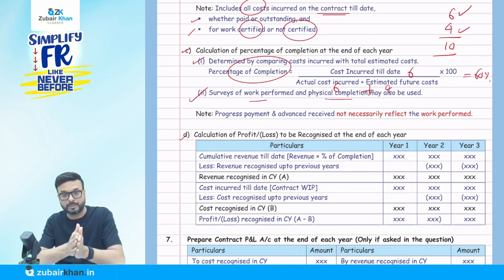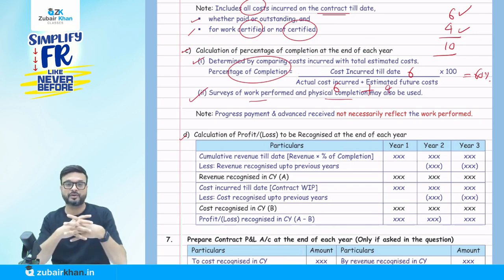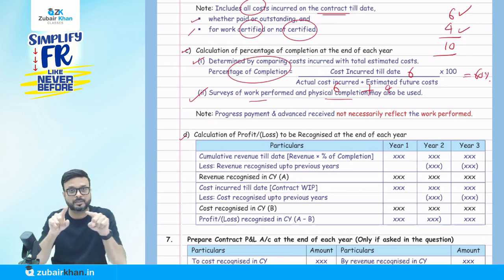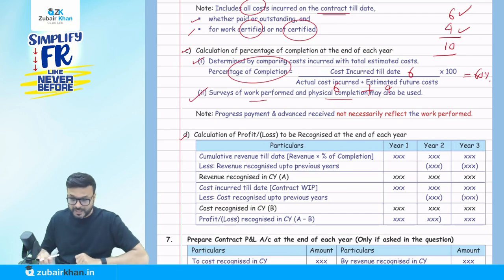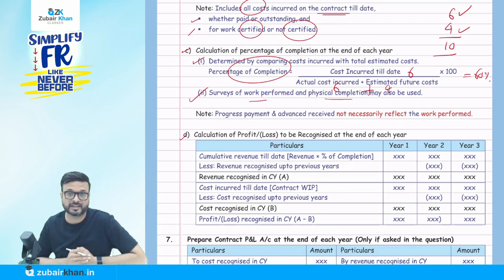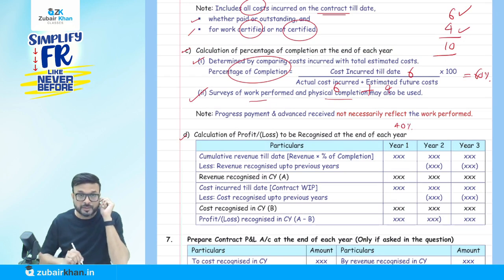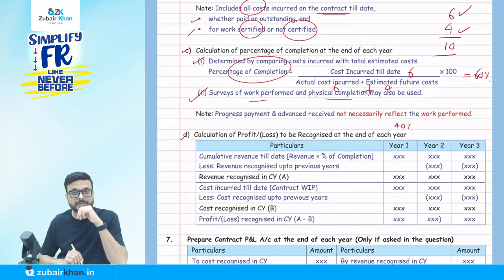Now, I'm coming to the point of how to recognize the revenue in the books of account, and then the cost and the profit. Please understand this very important point. This table is very important. Before I come to the table, one very important point you have to understand. Suppose at the end of the first year, 40% work has been completed.